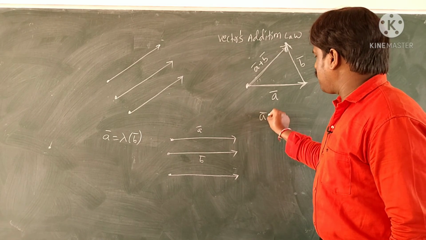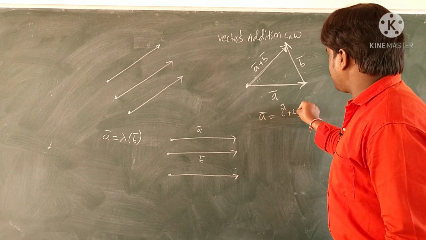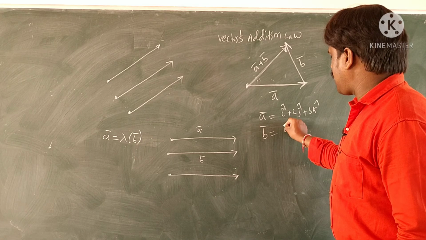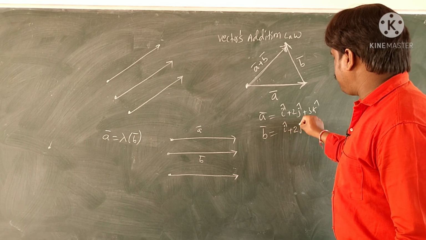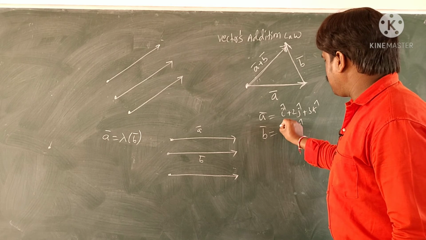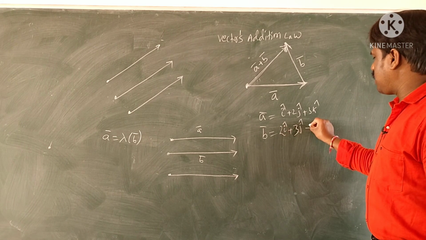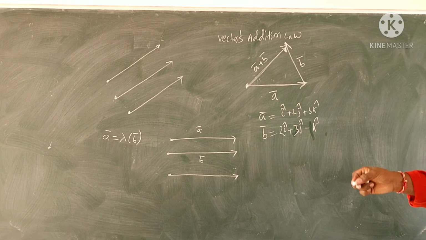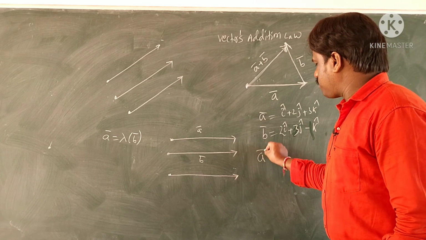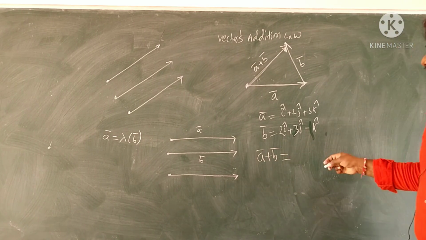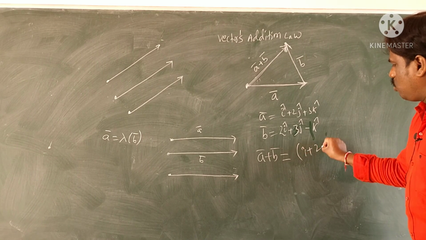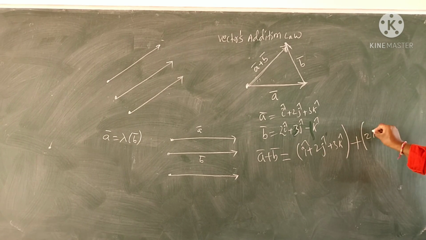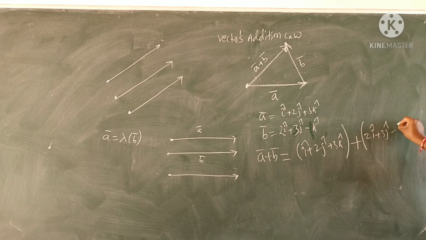Suppose you have vector A equal to I cap plus 2j cap plus 3k cap, and vector B equal to 2I cap plus 3j cap minus k cap. Suppose these are the two vectors. What does the addition law say? The addition of A plus B will be I cap plus 2j cap plus 3k cap, plus 2I cap plus 3j cap minus k cap.